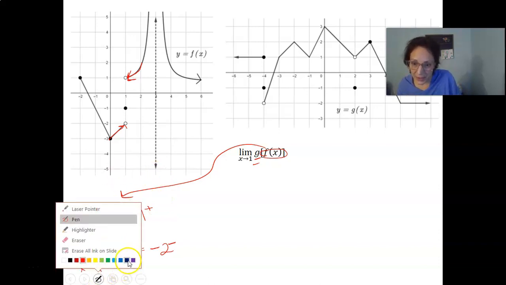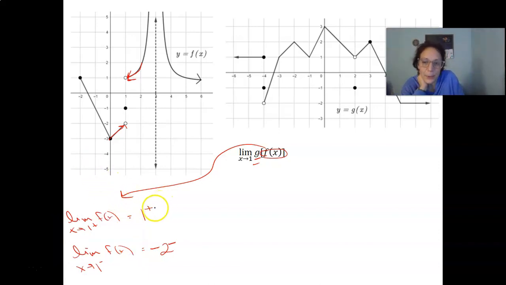In the last one, I got a little bit lucky, and these both came out to 1 from the positive side, right? So when I went over to do my other limit, I only had to look at f of x as you approach 1 from the positive side. That's not happening here. Okay, so I've got 2 limits to look at here for g of x.